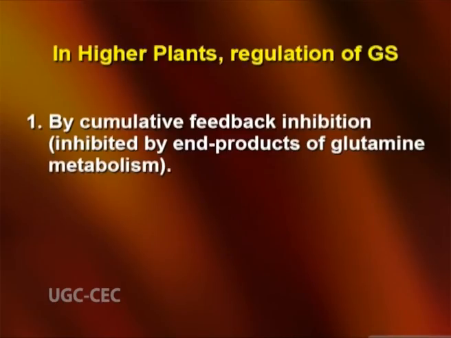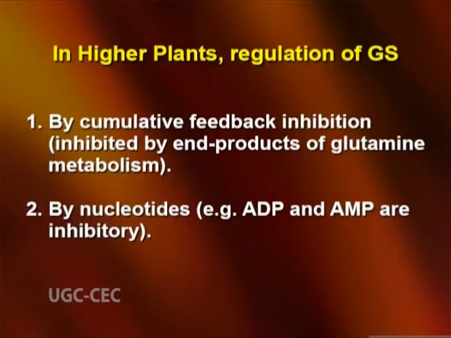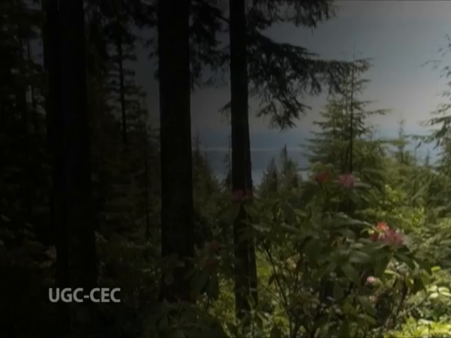In higher plants, regulation of GS takes place in 2 ways. First, by cumulative feedback inhibition, where it is inhibited by end products of glutamine metabolism, and secondly, by nucleotides such as ADP and AMP. There is limited evidence for repression and derepression mediated by glutamine in higher plants.